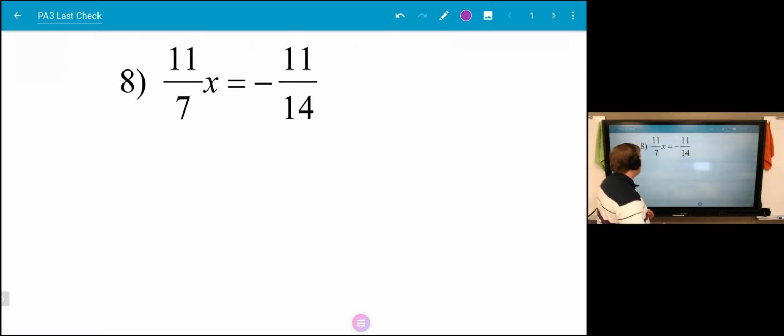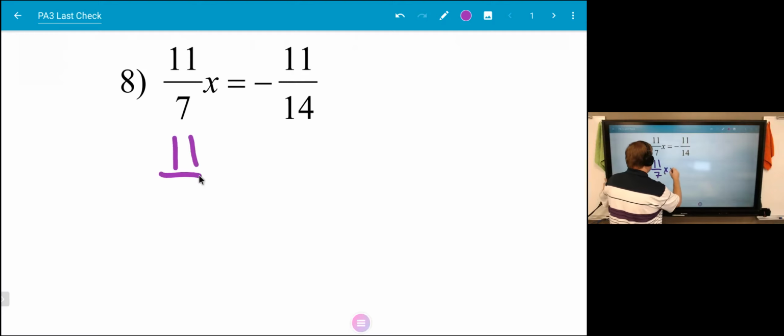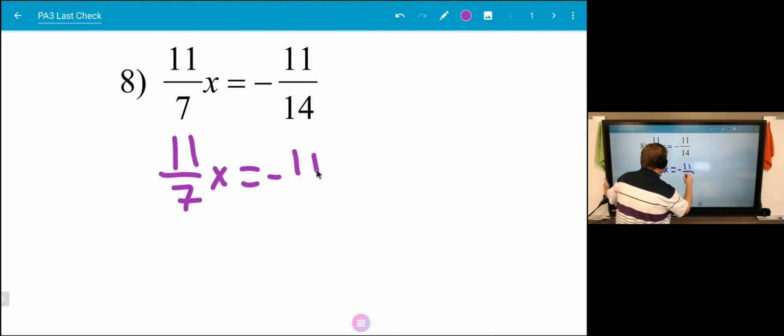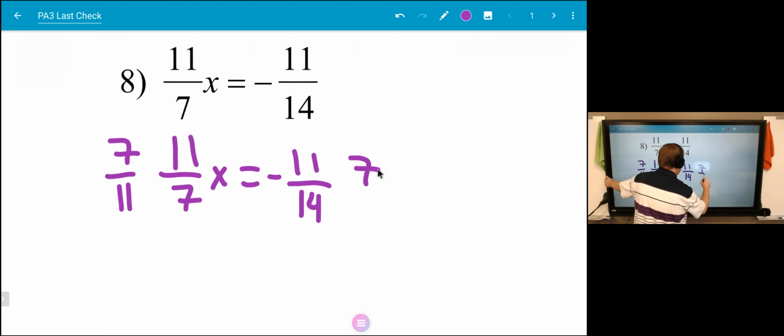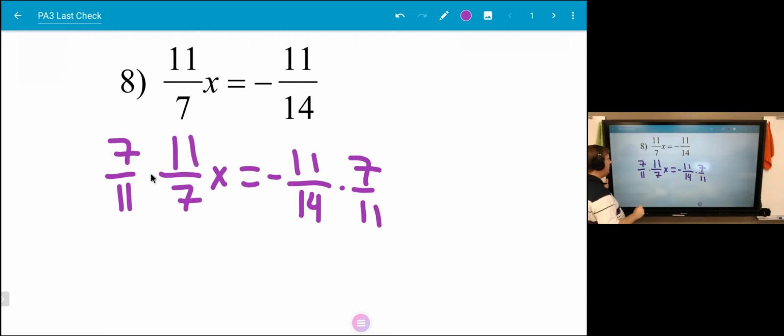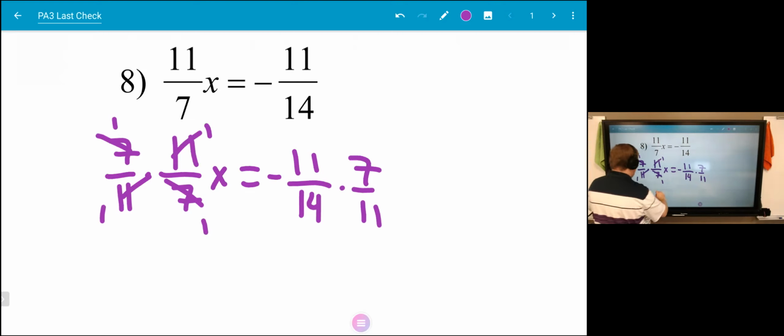So multiplicative inverse, we're going to multiply both sides. Let me write out what we got here. We're going to multiply both sides by 7/11. And if I do that, well, what happens on the left side with a variable? Well, 7 divided by 7 is 1. 11 divided by 11 is 1. Simplifies to 1. And I just have 1x or x.